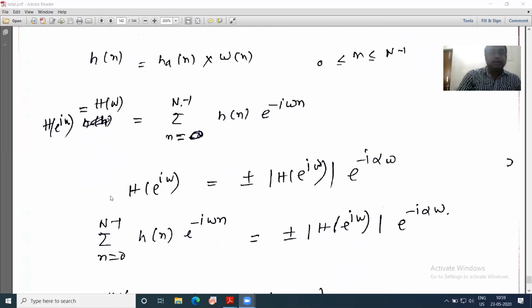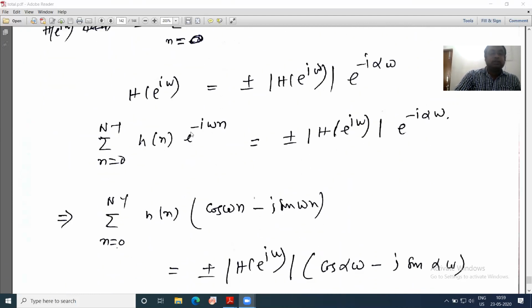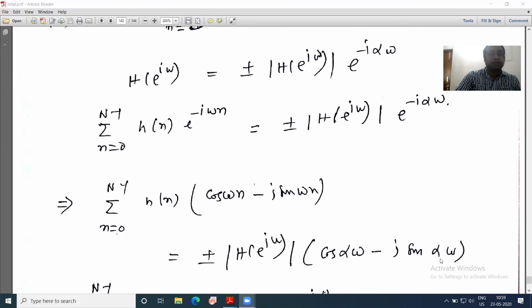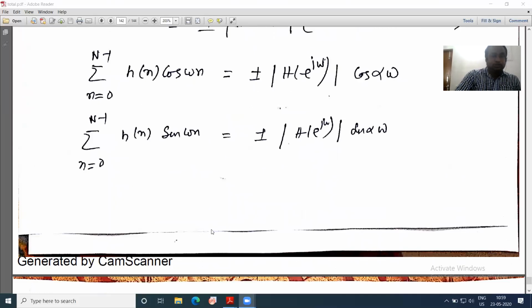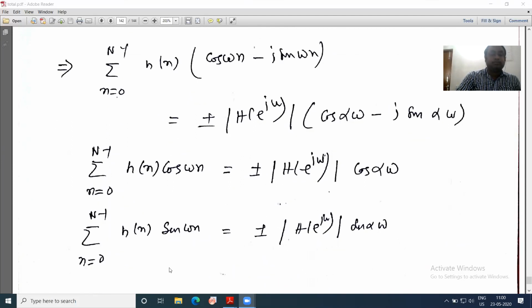Now I have discussed that h of omega is nothing but plus or minus magnitude of h of e power j omega into e power j alpha omega. In this step, we have to expand e power minus j omega n as cos of omega n minus j sin omega n, and e power minus alpha omega as cos of alpha omega, j sin alpha omega. First I have taken the real part and imaginary part and equated them. Equating the real part, I get the sum from n equal to 0 to N minus 1 of h of n cos omega n equal to plus or minus h of e power j omega cos of alpha omega. Equating the imaginary part, I get h of n sin omega n equal to plus or minus h of e power j omega sin alpha omega.